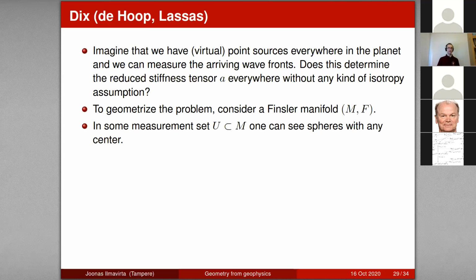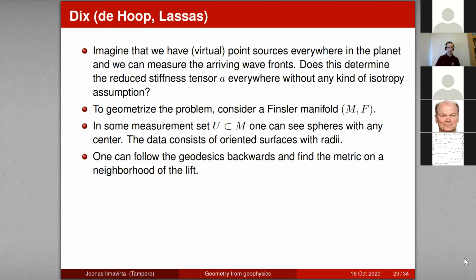So to geometrize, we'll consider a Finsler manifold, and we'll measure in some open subset U of this manifold. And in that set, we'll see spheres, and we'll know the orientations of those spheres, and we'll know the radii. So those spheres are wave fronts coming from earthquakes. So this is a geometric way to formalize that at every instant of time we see where the wave fronts are. And that is our data. And the question is whether that data determines now the manifold. And what you can do is follow these geodesics backwards, starting from your data at U, and then find the metric along that geodesic backwards into your space.